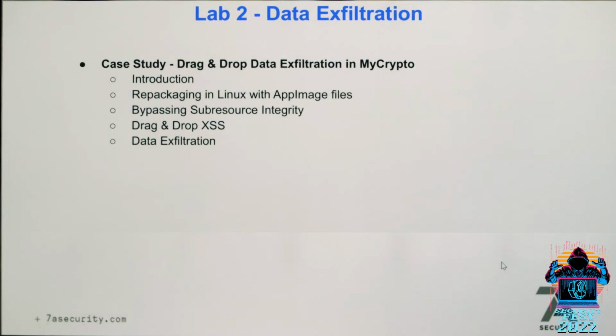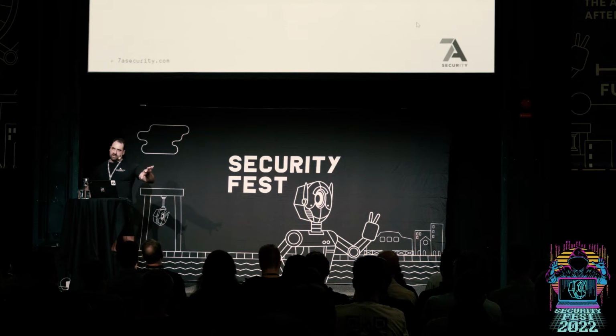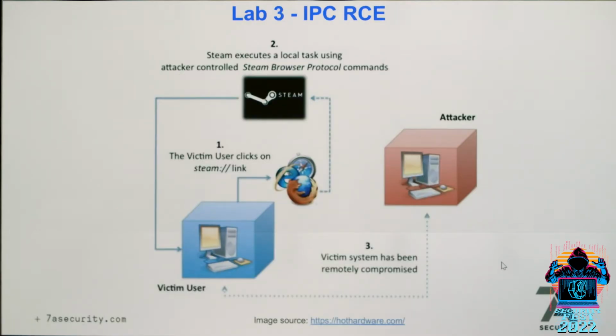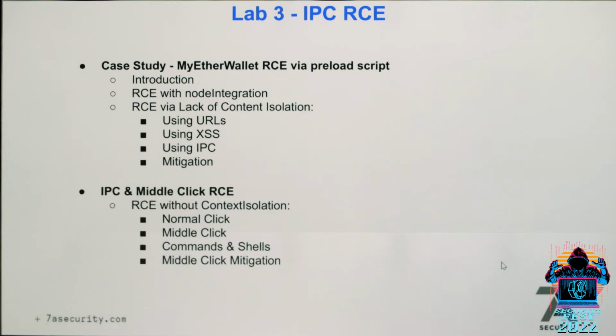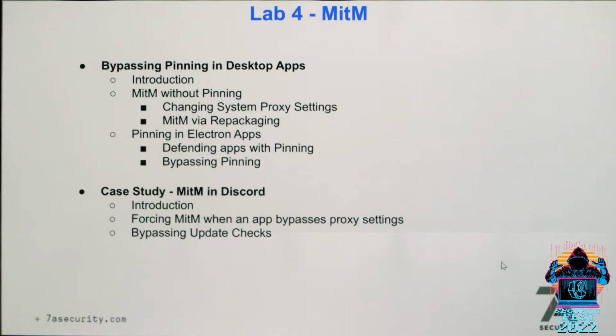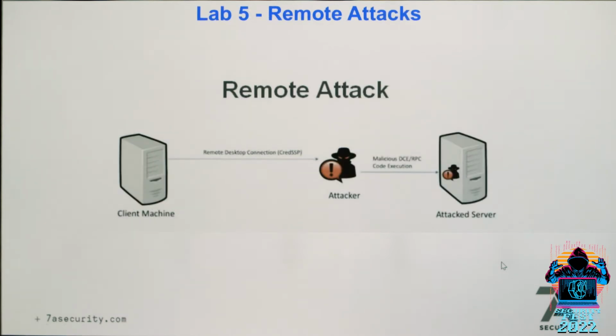You can also exfiltrate data, because when you have XSS on the desktop application, if the XSS is working from a file URL, in many cases you can retrieve local files and send them to an attacker. And then today we will also have a demo about IPC remote code execution. So I'll just talk about this later. Then there's defeating pinning and all the stuff.